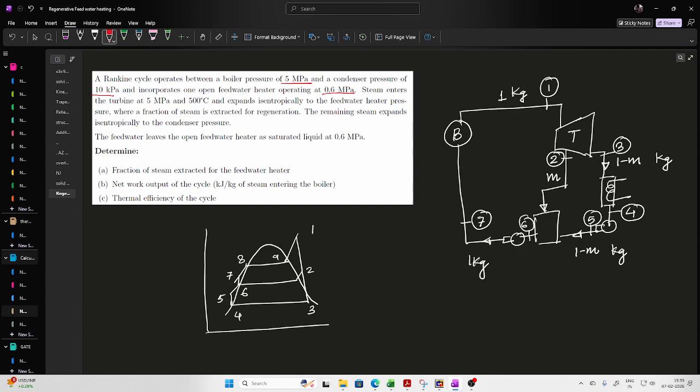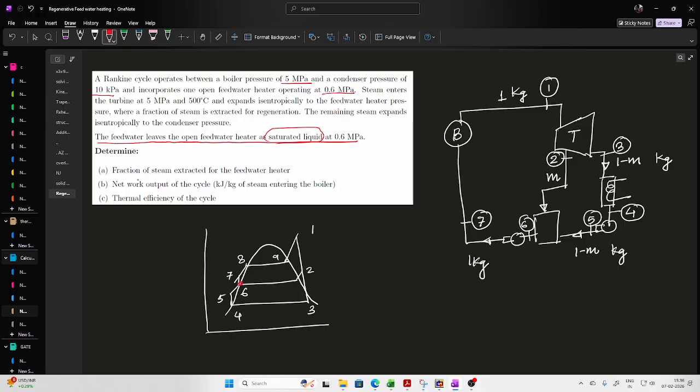for the pump as well. The remaining steam, the feed water, leaves the open feed water heater as saturated liquid at 0.6 megapascal. Now this is something which you have to understand. The feed water leaves the open feed water heater as saturated steam. So the exit state of feed water heater 6 is saturated. This is saturated liquid. This is very important.